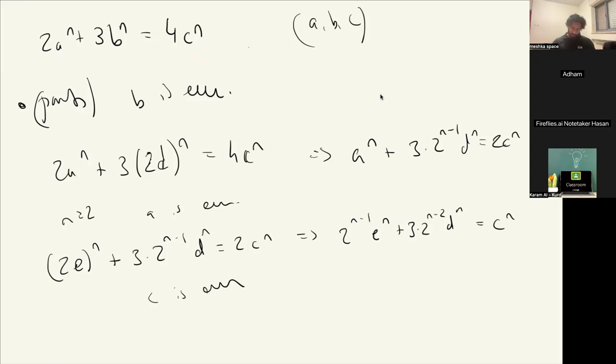Maybe I assumed n is at least 2, right? So okay, we're assuming n is at least 2. That's important. Assuming n is at least 2, we know that if there's a solution A, B, C, then it implies that A, B, C are all even. What does that tell us about?